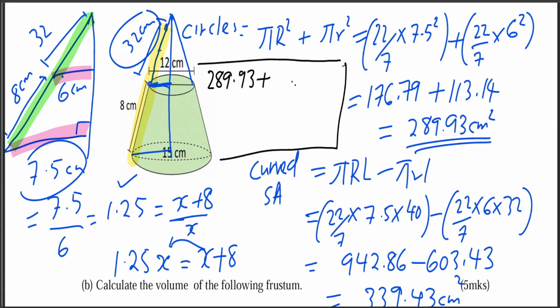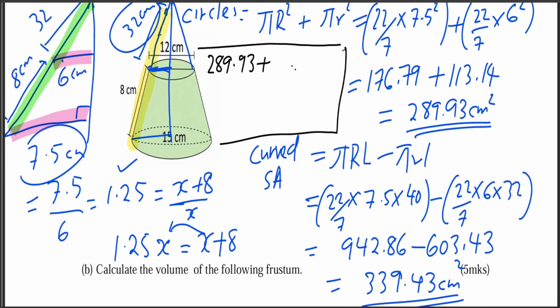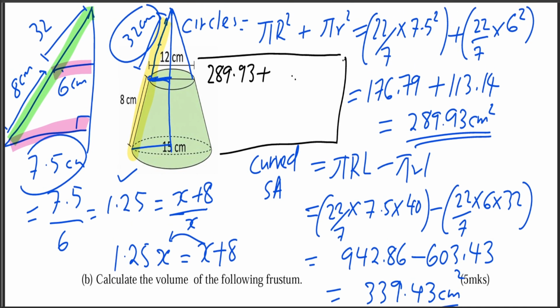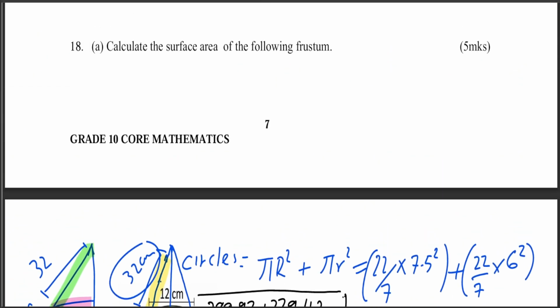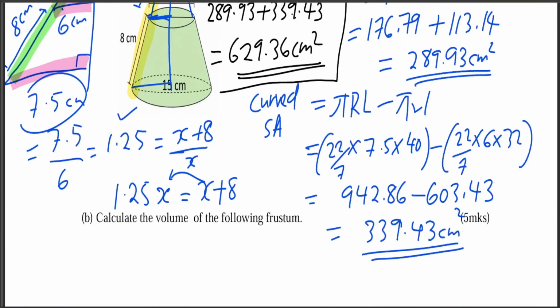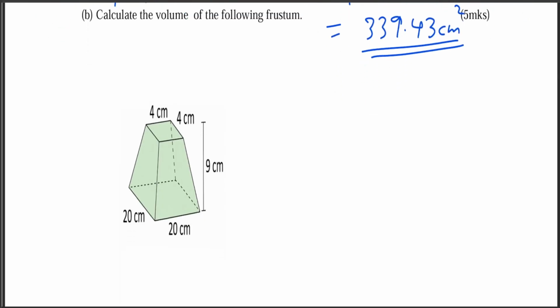The final answer is when you take now the two circles, which is 289.93, plus the curved surface area, which is 339.43. Add them up, it is going to give you how much? That gives you 629.36 centimeter square, and that is now our final answer. So now let's head to question B.